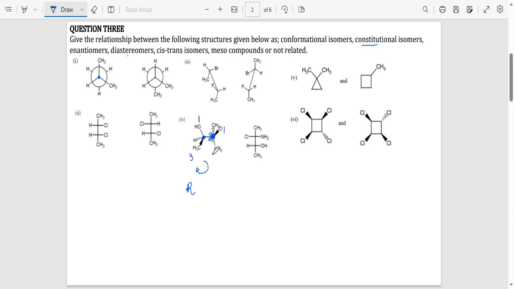If we consider again this carbon, group 1 will be chlorine. Chlorine has got the highest molar mass, followed by the nitrogen. And then this other group, this side, will be number 3. The CH3 is going to be number 4, which is still at the back. So this will still go in this direction. So the configuration is still R.